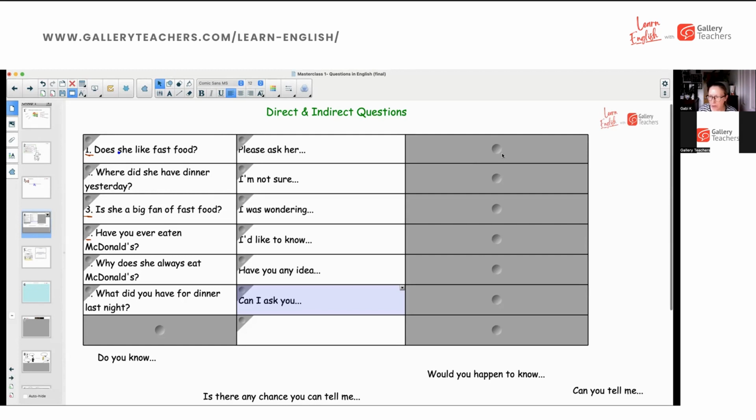So does she like fast food? Please ask her. Come on, guys. Whether she likes fast food. That's it. So please ask her whether or if she likes fast food, right? So what's missing here is "if."